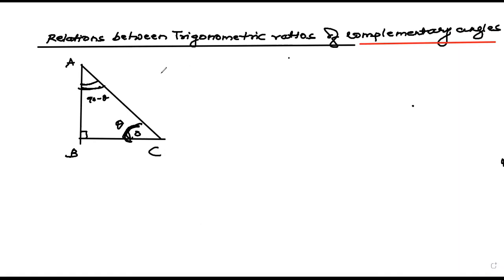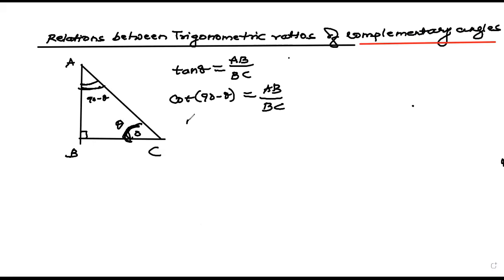Look at this. Tan of theta. Tan is opposite upon adjacent. Opposite side of theta is AB and adjacent side is BC. Now I want cot of 90 minus theta. Cot of 90 minus theta should be adjacent upon opposite, which is the adjacent side AB and the opposite side BC. Right hand side same, son. Therefore, tan theta can be cot of 90 minus theta.